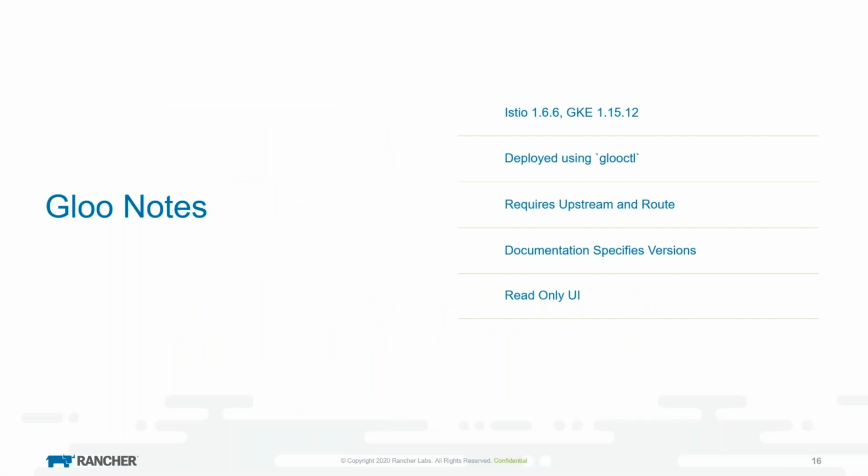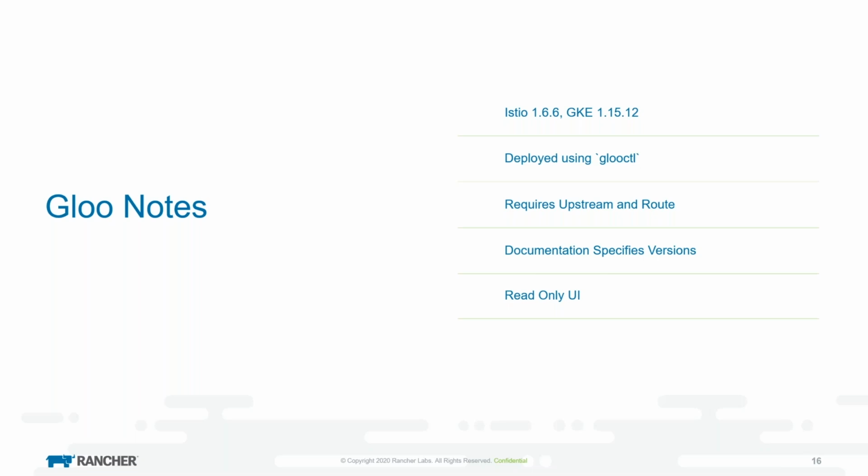Gloo notes, I was able to install Gloo on Istio 1.6.6 on GKE 1.15.12. I deployed it using GlooCTL. More and more, as Kubernetes evolves and architectures become consistent and tool sets become more abstracted, you'll find that there are more CTL commands. There's GlooCTL, there's IstioCTL, there's KubeflowCTL, et cetera, et cetera. The GlooCTL command was pretty straightforward for me, so that's why I used it.